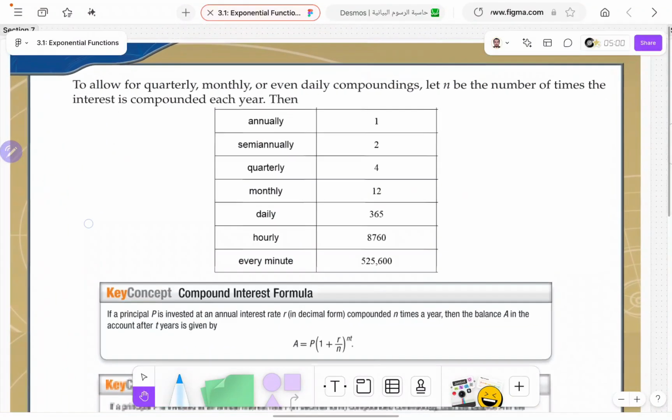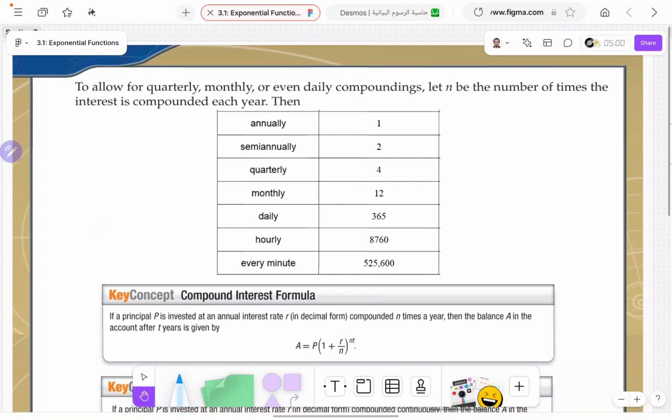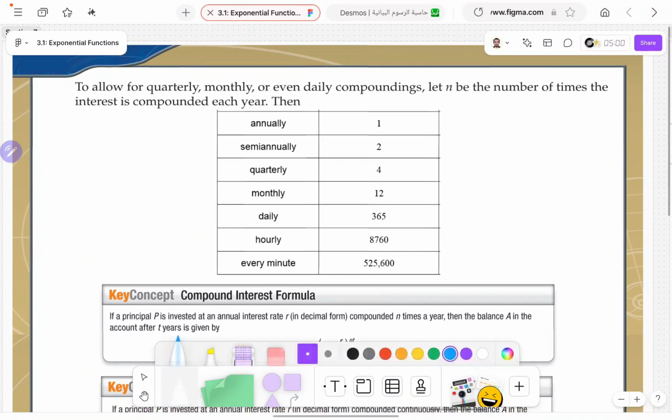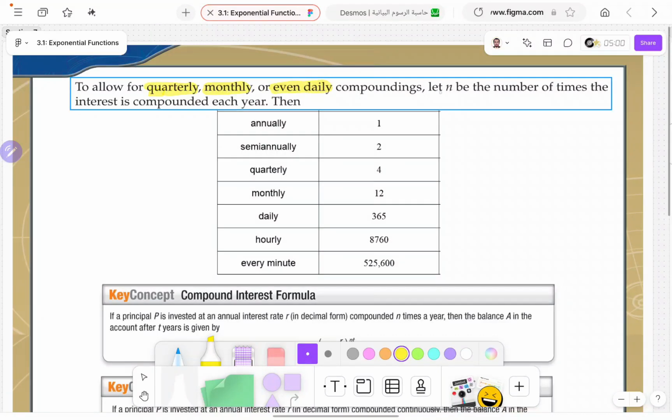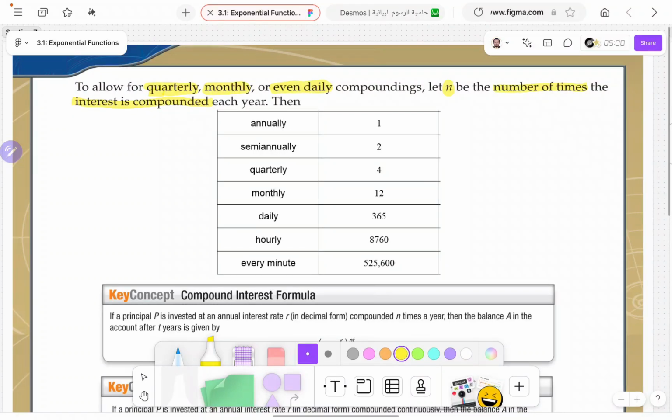Now, let's go to the last part of this lesson, how we can find the growth, decay, or interest formulas. This is an easy one. First, to allow quarterly or monthly, or even daily compounding, let n be the number of times the interest is compounded each year. So n can be given in the question by this type of word. The question will not give you the number, it will give you the word, so you need to memorize these.